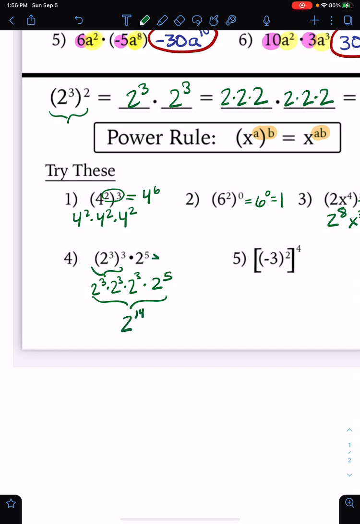Or if you want to, you can use the shortcut on that first part there and multiply the exponents and then do 2 to the 9th times 2 to the 5th. But you would still add those exponents, wouldn't you? So you'd get 2 to the 14th. For this last one, I'm going to multiply these exponents as my shortcut. So I have negative 3 to the 8th power. All right, I'm going to circle my answers.